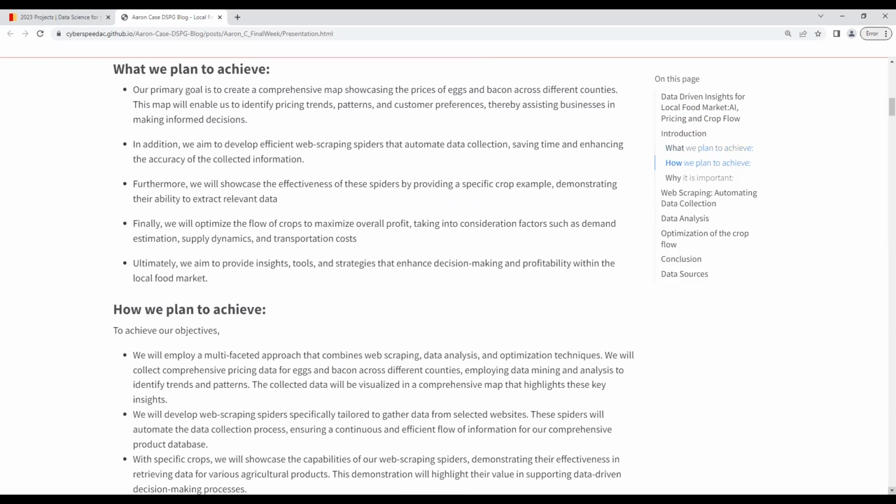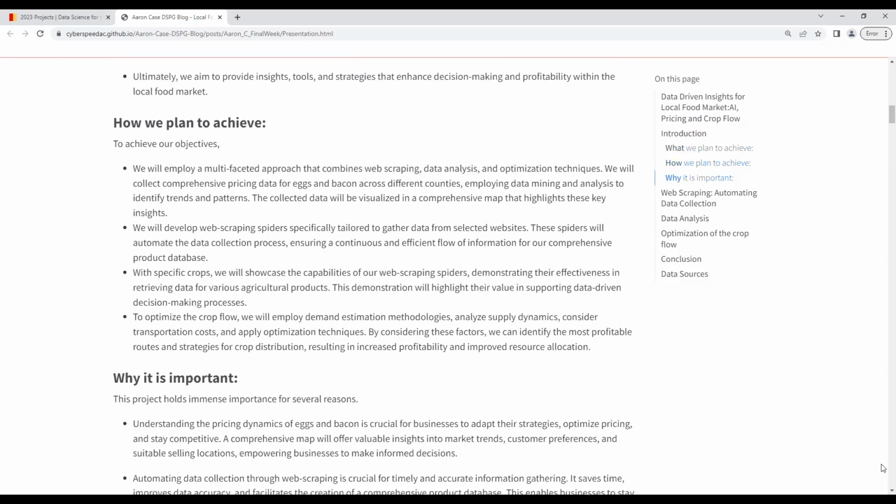Then we also planned on analyzing all the data that our tool collected, and getting all the insights through visualizations, so that we can share our insights and how that can be useful for the farmers. And lastly, we also planned on creating an optimization flow of crops that will showcase how the overall profit of a crop can be maximized. Basically, knowing where the demand for a certain crop is needed and where there is a surplus of that crop across Iowa.